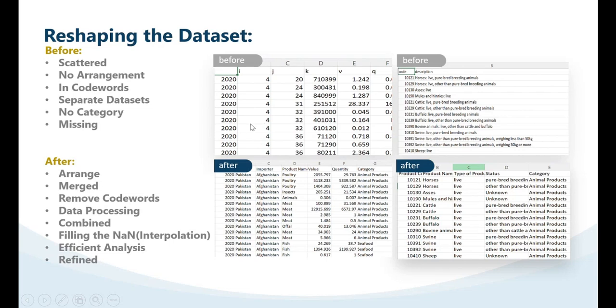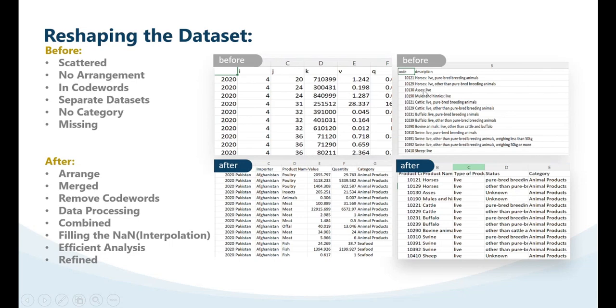And after that, J represents the codes of the importers, like countries, so there must be country names. So I replaced these importer country codes by the country names. And after that, this is the column of the product code, in which K represents the product code, which is replaced by the product name, and then value and then quantity.